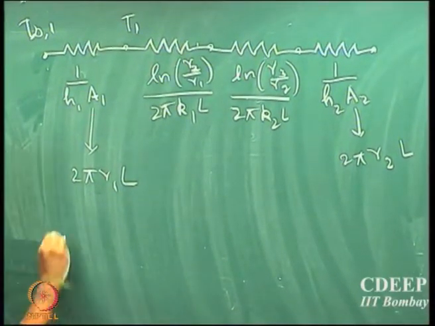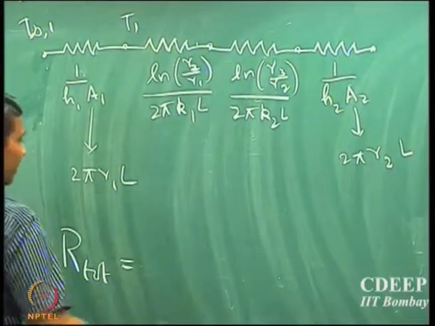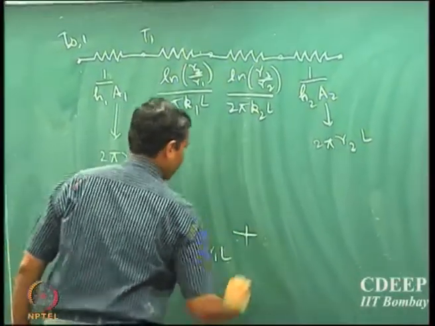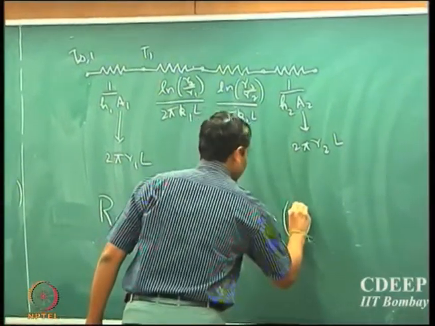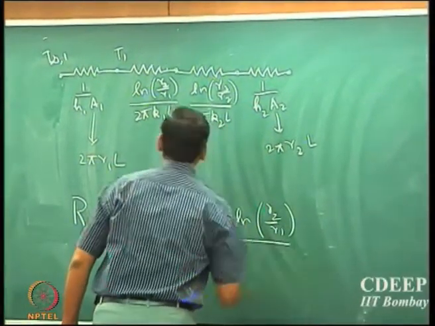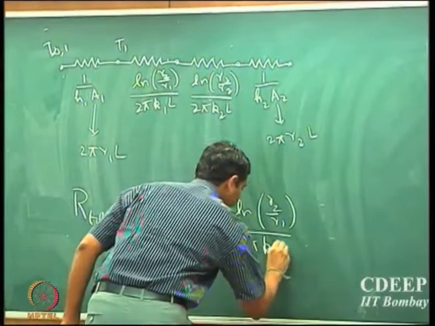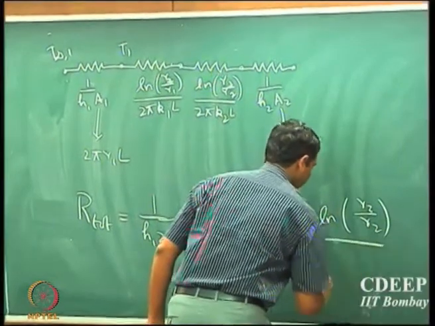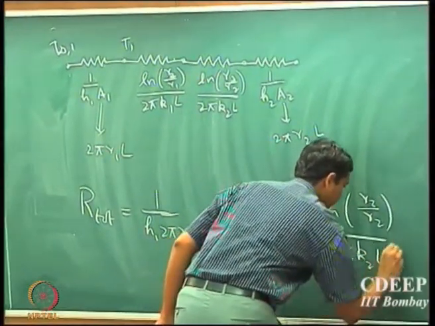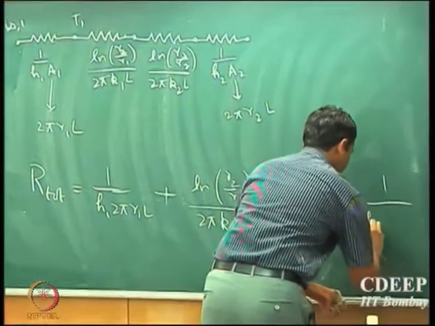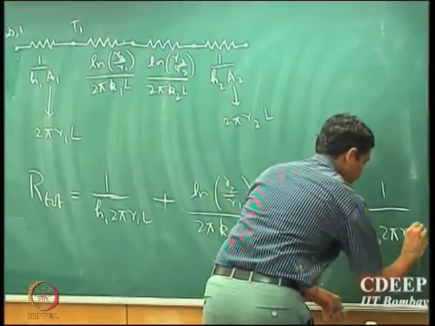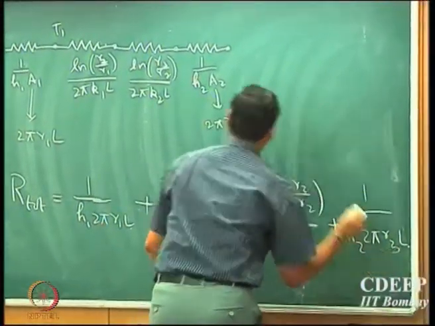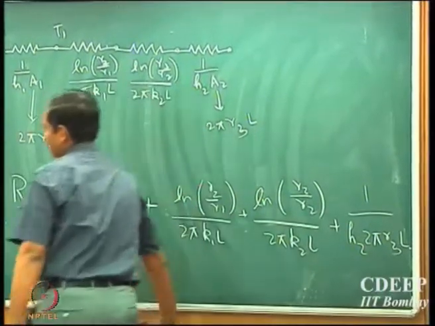And so, R total, which is the total resistance, is given by 1 by H1 2 pi R1L plus ln R2 by R1 divided by 2 pi K1L plus ln R3 by R2 divided by 2 pi K2L plus 1 by H2 2 pi R3L. Sorry, it should be R3. Thanks.